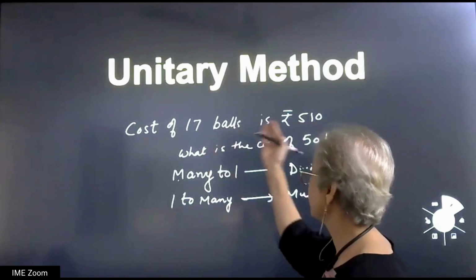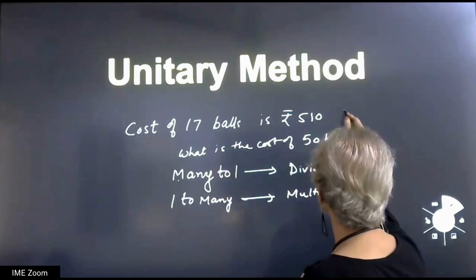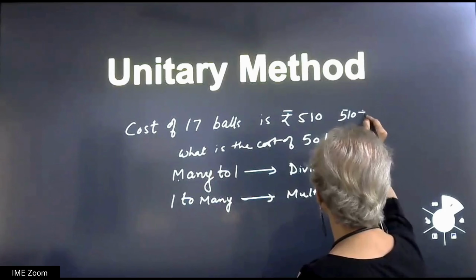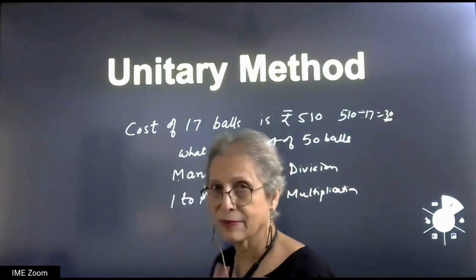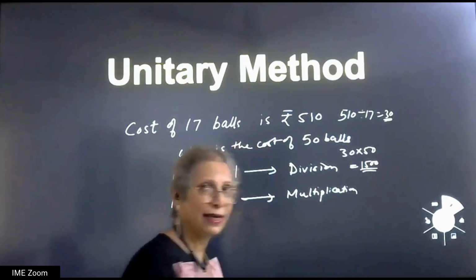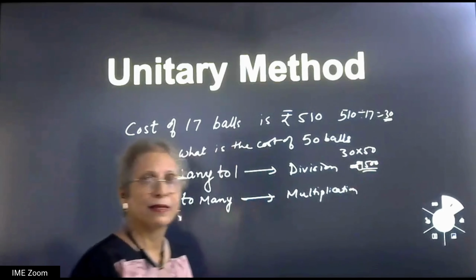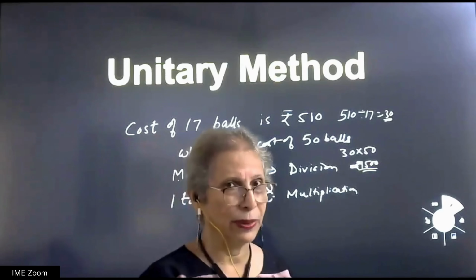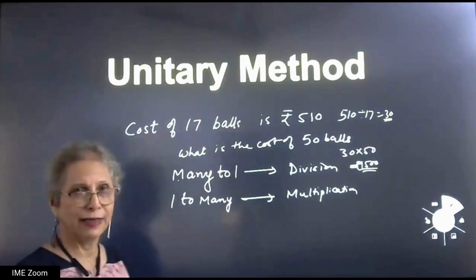This is the cost of 17 balls. To find the cost of one ball, 510 divided by 17, simple method. So the answer is 30. So the cost of one ball is 30. And then the cost of 50 balls, again multiplication, that is 30 into 50. So the answer is this much, rupees, of course. Actually it is simple. Many to one, one to many. Just do like this, so we'll get the answer, right?